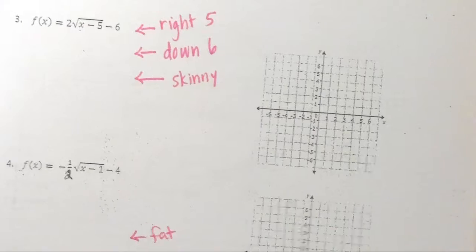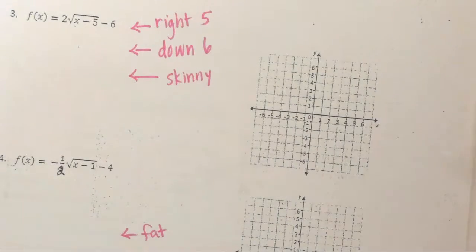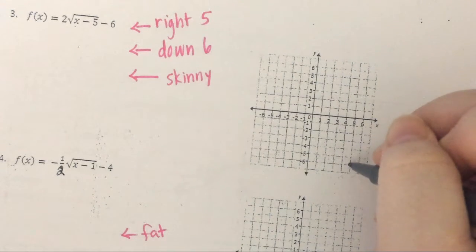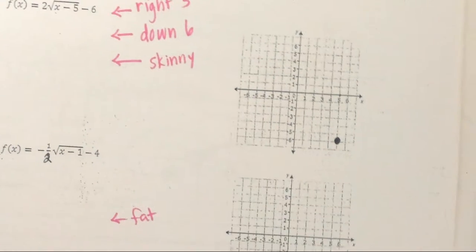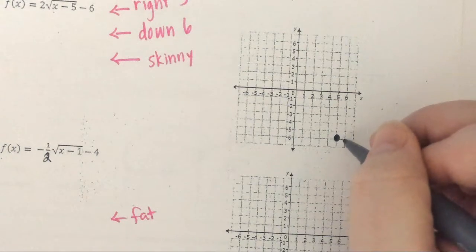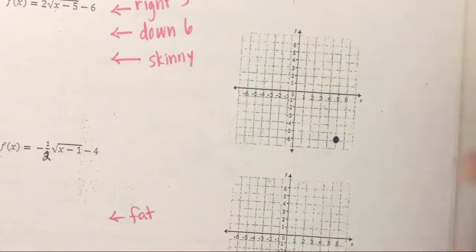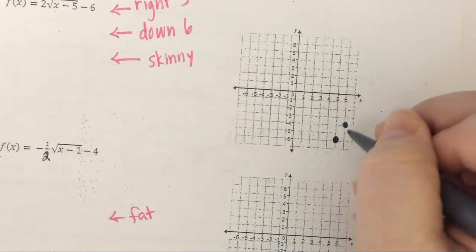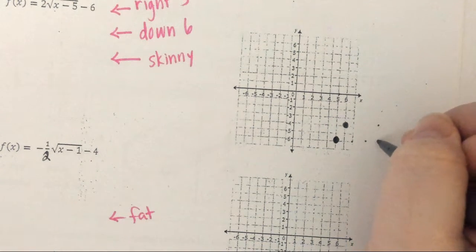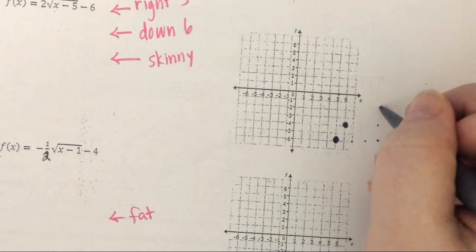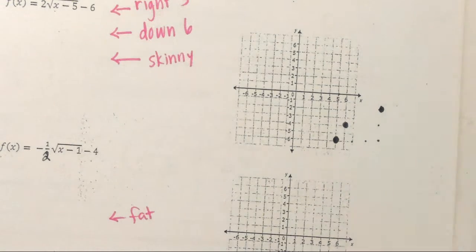Okay, so for us, I said right 5 down 6. And then since it's skinny, instead of over 1 up 1, because of that 2 out front, it should be over 1 up 2. Instead of over 1, 2, 3, 4 up 2, it should be over 4 up 8. 2 times 2 is 4. So when I say skinny, it's getting like a less lazy high five. I'm assuming it's going to look something like this.